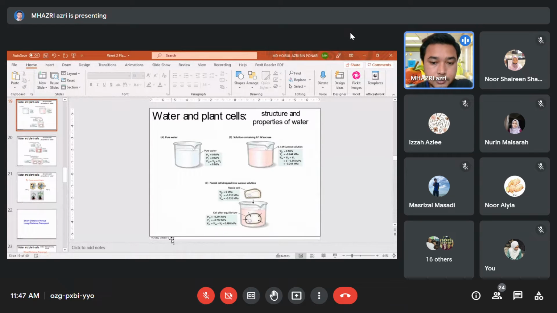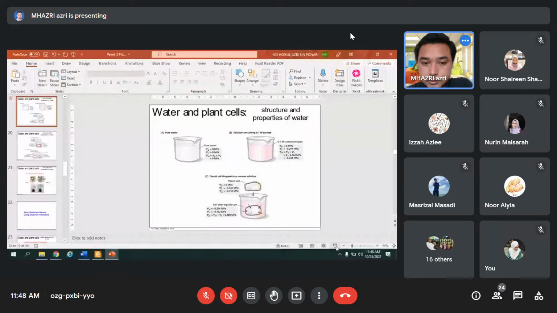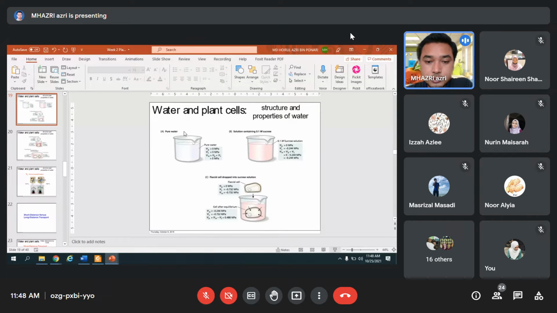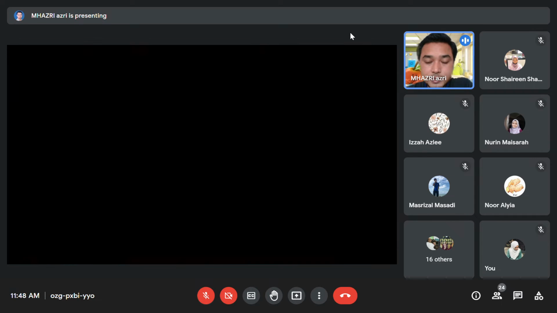This is pure water, okay? So water potentials, what will happen if we increase the solutes? For example, this one is pure water. This one does not contain any pressure and also any solutes, okay?